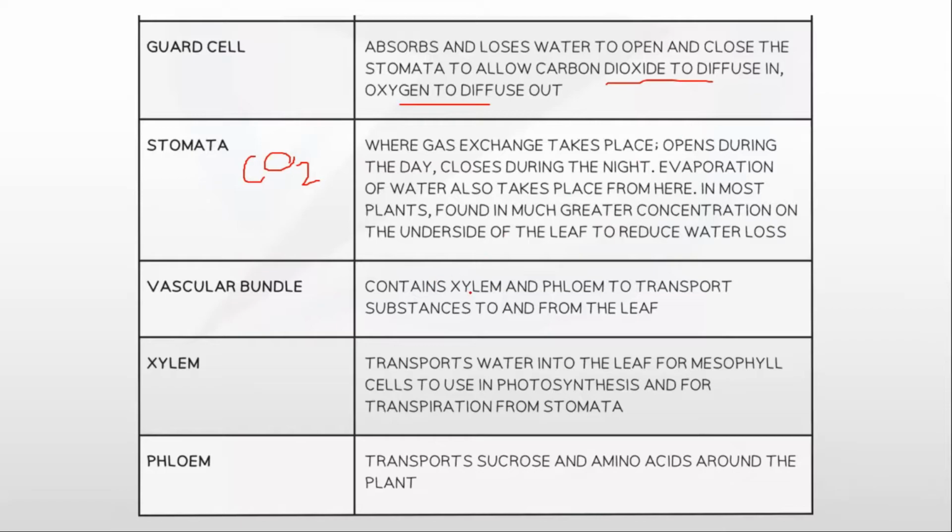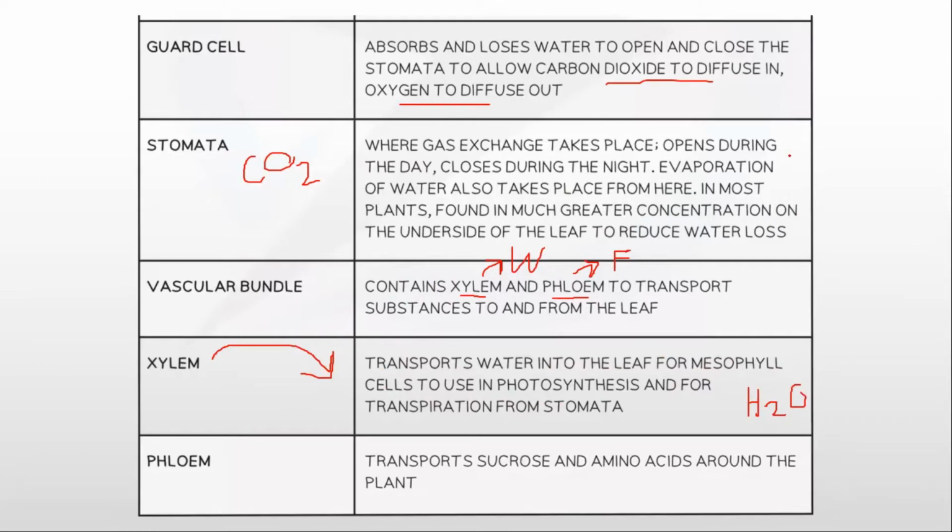Then we have vascular bundles which contain two vessels known as xylem and phloem. Now this xylem is responsible for the transport of water and the phloem is responsible for the transport of sucrose in the form of food. Xylem transports water into the leaf for mesophyll cells. Of course, the water is transported by the xylem to the cells. Why? Because water is needed for photosynthesis.